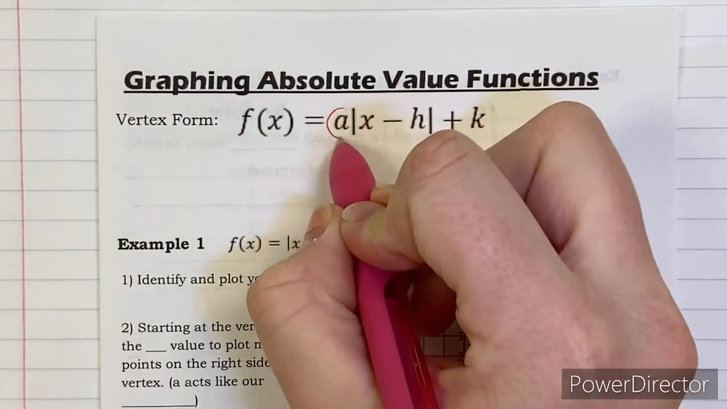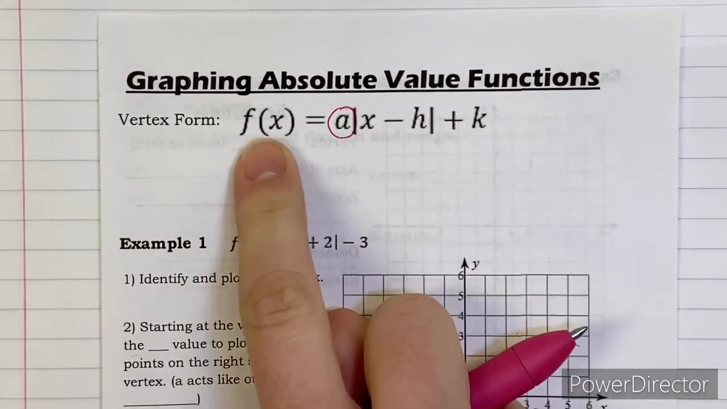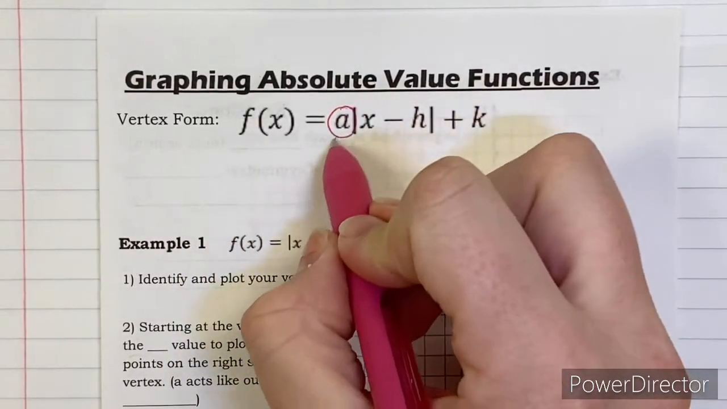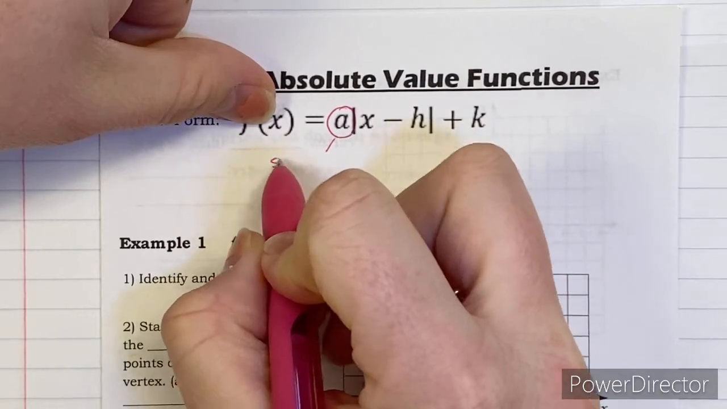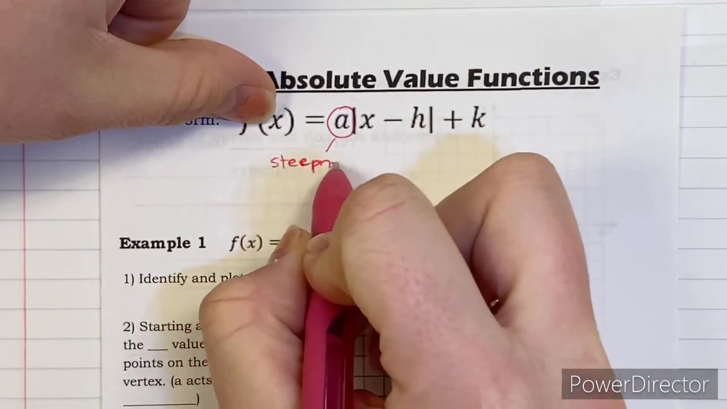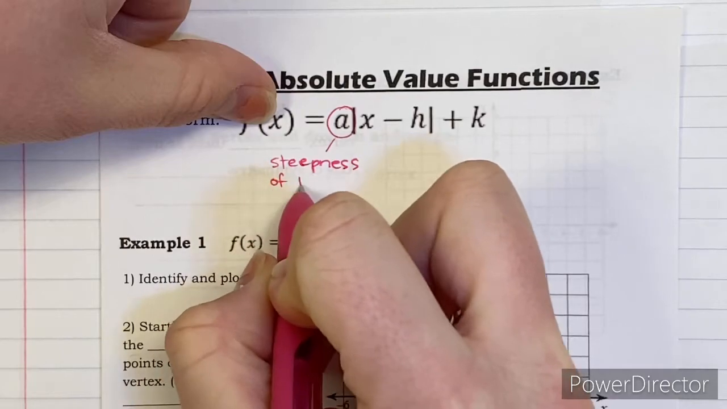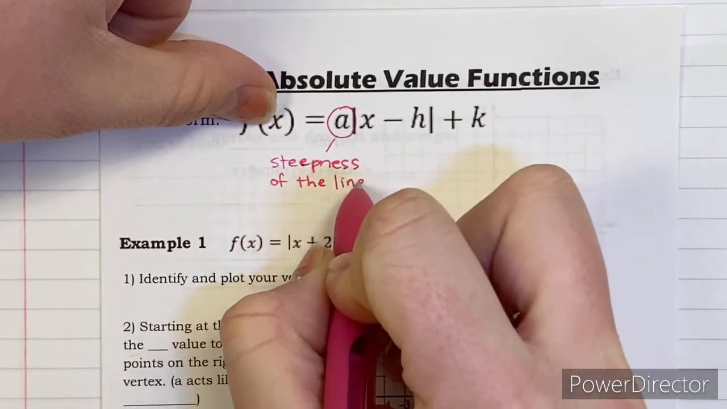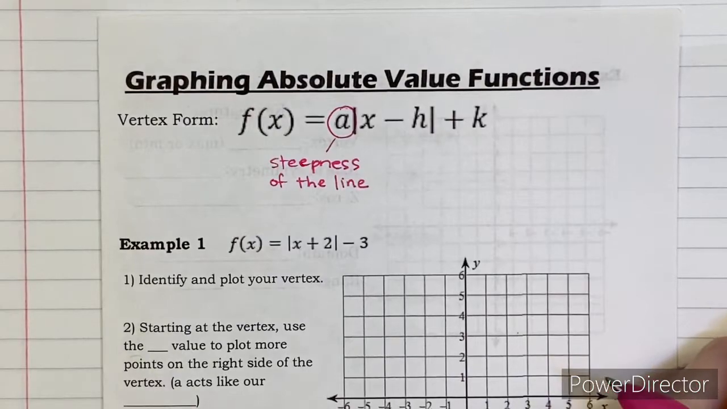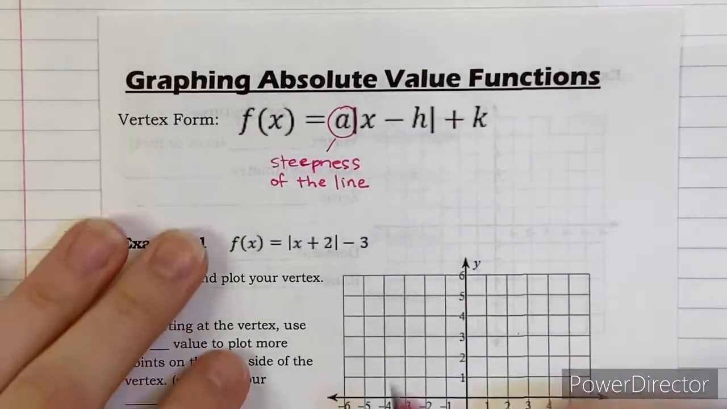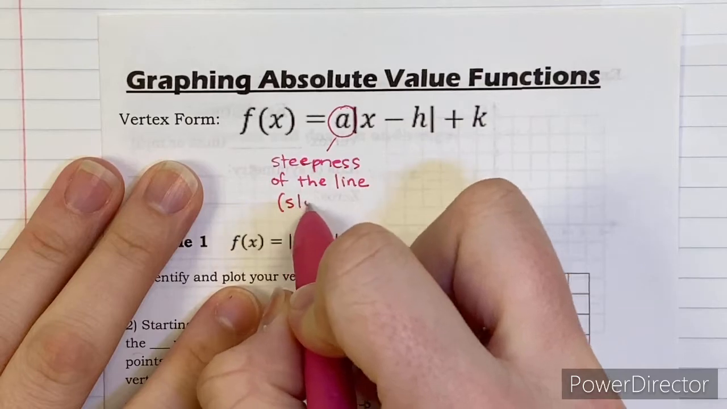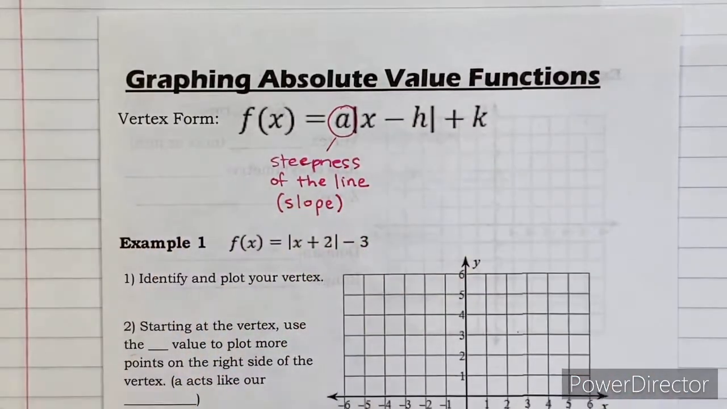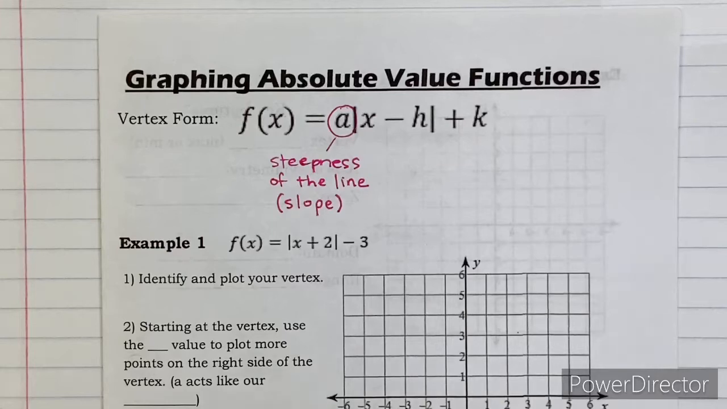So we're going to start with this A, because we have f of x is equal to A. This A is the steepness of the line. So that's going to tell you how steep the side of the absolute value graph is. We can call this slope. It's basically slope. We have to do the mirror image of it because of the absolute value graph looking like a V, but I'm going to explain that in just a minute. So it's the steepness of our line, and that's called slope.